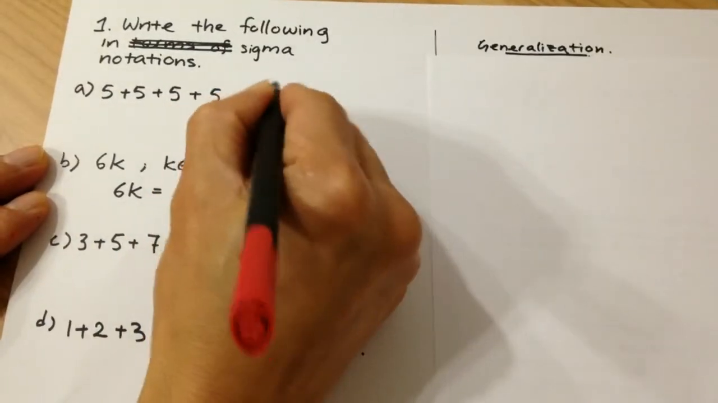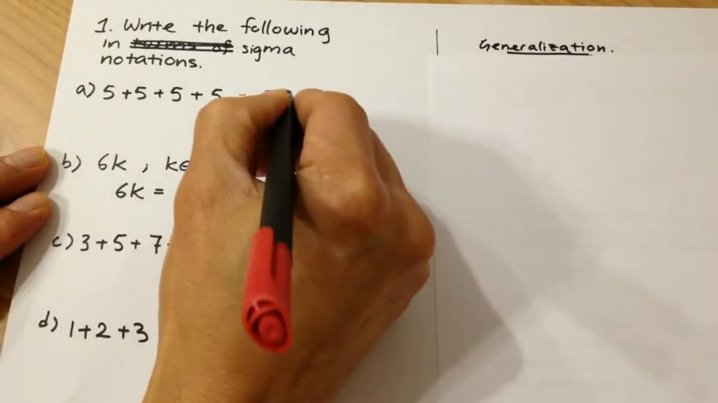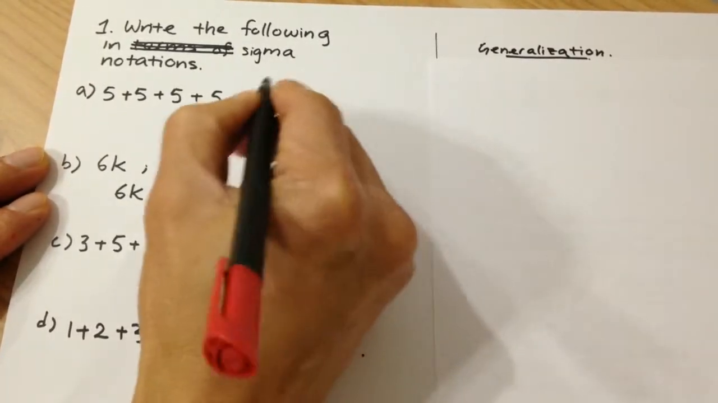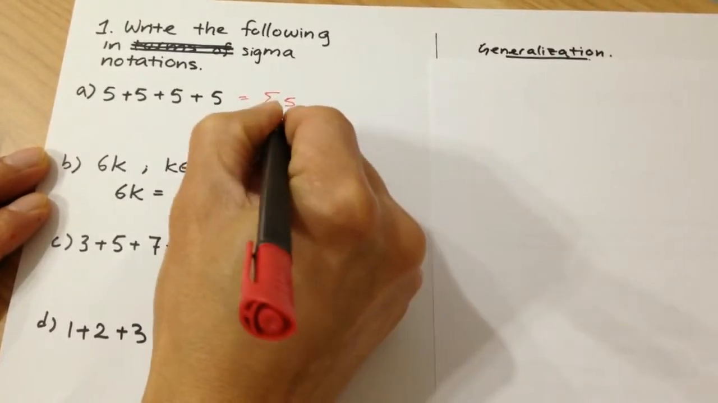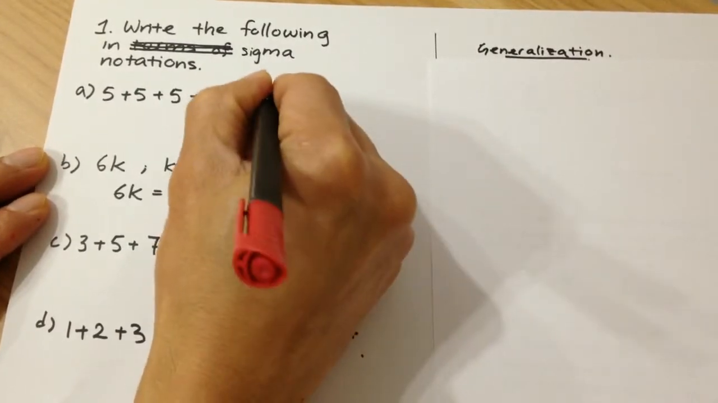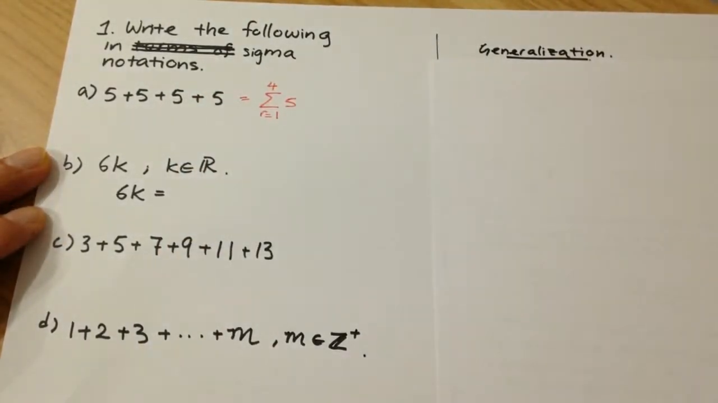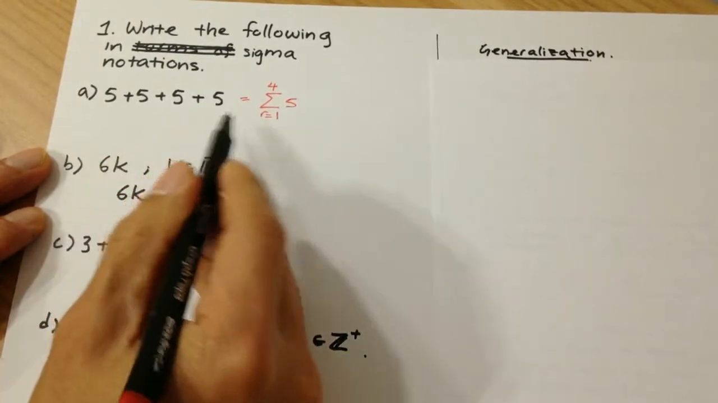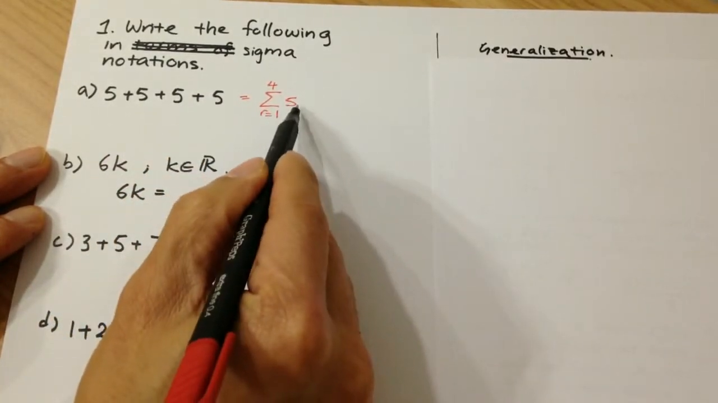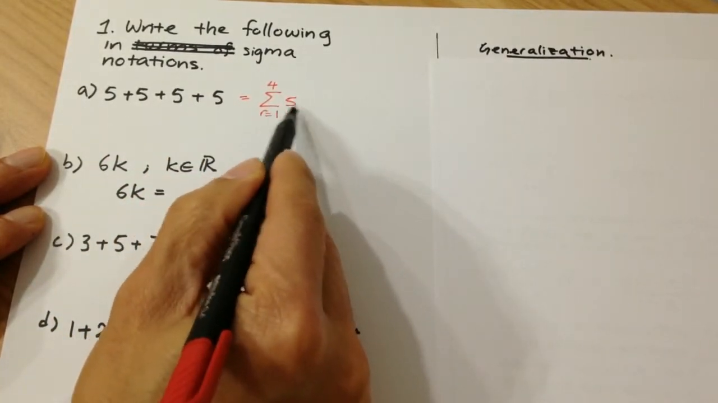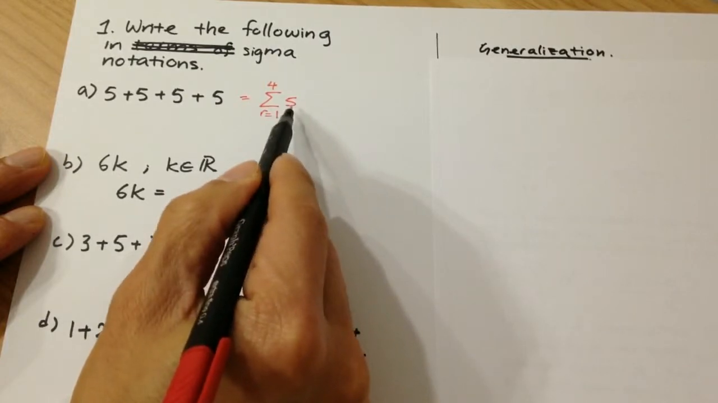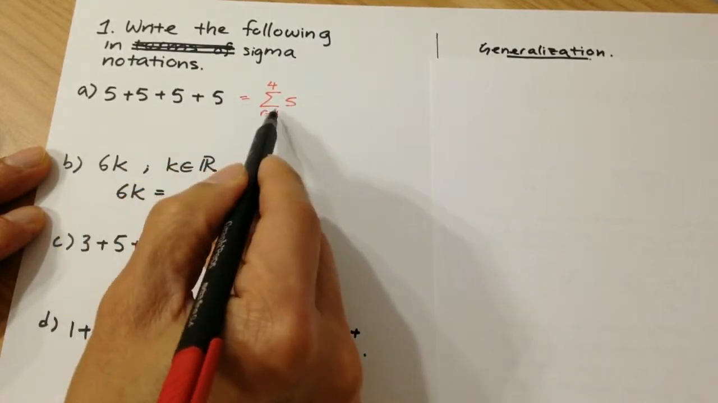So you can think of this as sigma notation with a 5. And r here can be any number, 1 to 4, for example. This represents the sigma notation. So you can see that the counter, r, is not included in here. And that means that 5 here will be repeated 4 times.